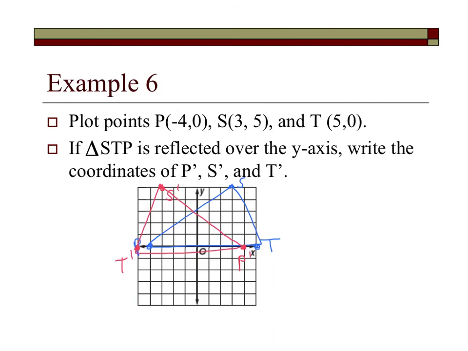Let's write down those points. Notice this time all my x-coordinates have changed. So all these x-coordinates have changed sign. Since I'm reflecting over the y-axis, I'm moving horizontally with these points, which is changing my x-coordinate. Kind of opposite of what you think when you reflect over the y-axis, but your x-coordinates change.